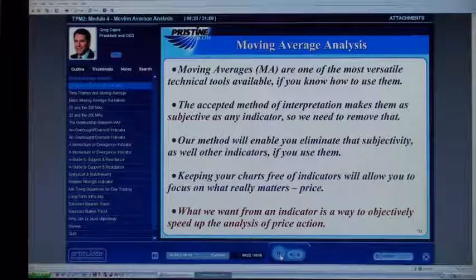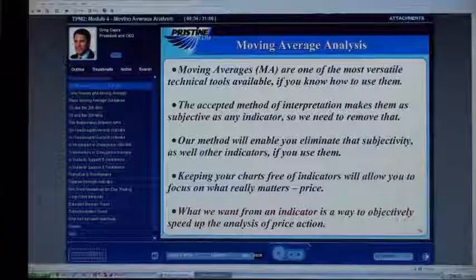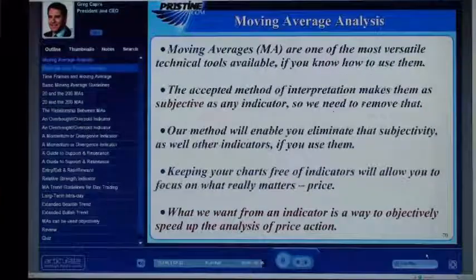Our goal is to keep our charts free of other indicators and allow us to focus on what really matters, and that's price. What we want from this indicator is a way to objectively speed up the analysis of the price action.